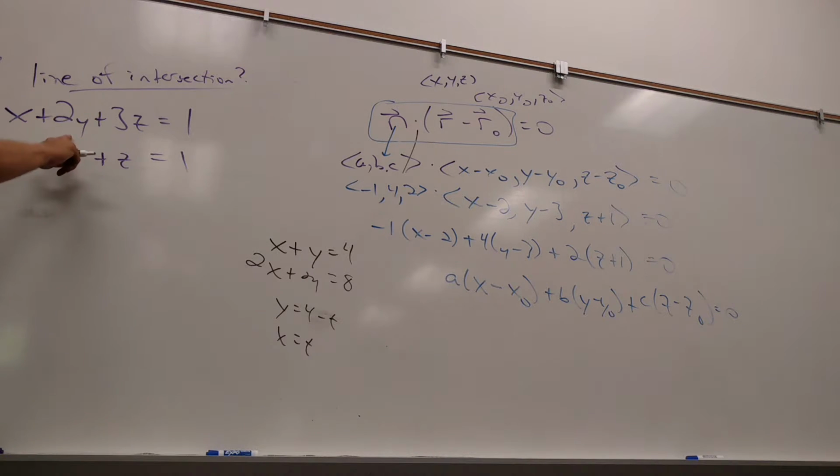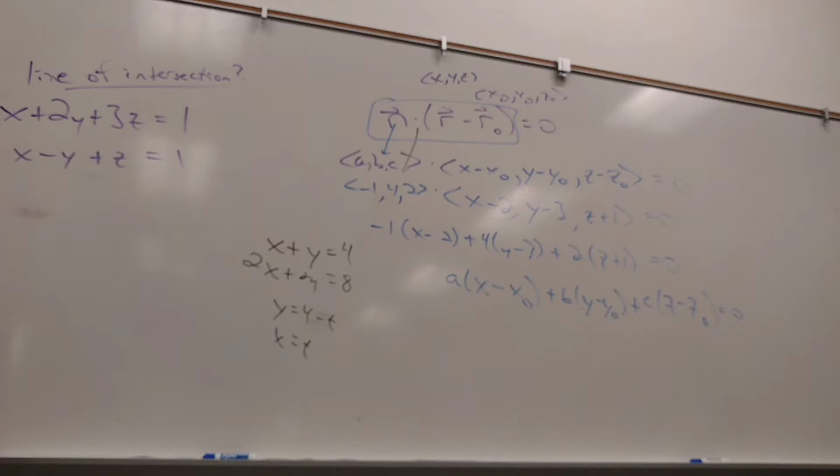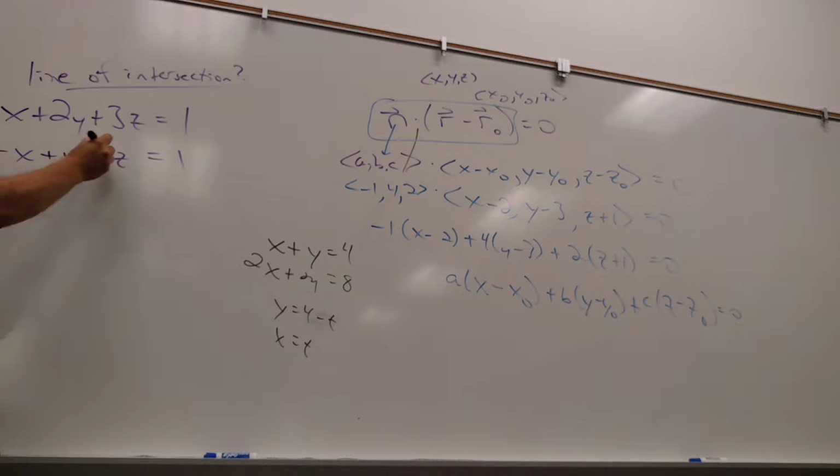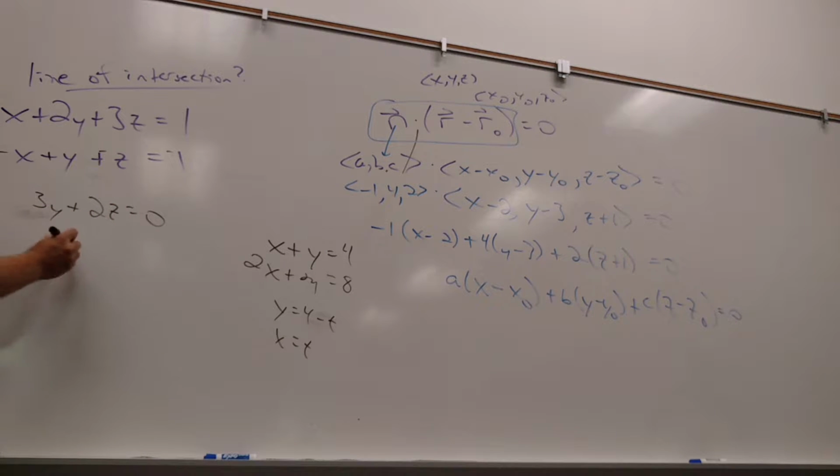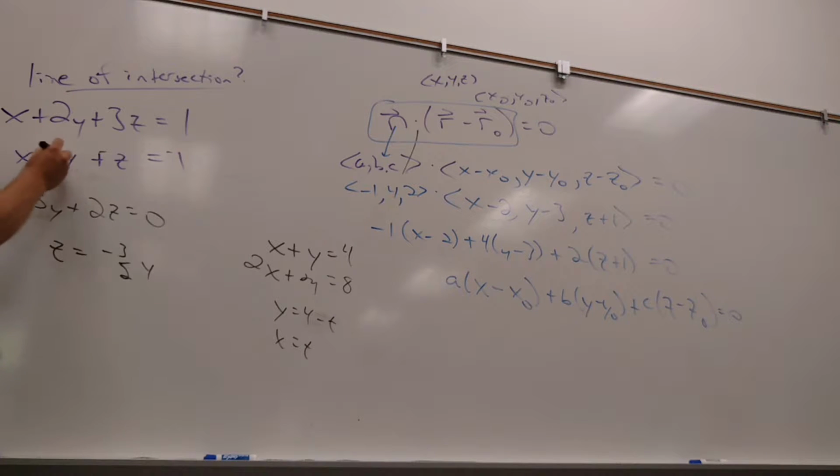So I could do a similar thing here. I know there's an example in the book, but I can't remember what they do. If I just change all these signs, and then add them, what do I get? 3y is 2z. Cool. So then I get, for example, z equals 3/2 y. Is that cool? So then what would x equal? Let's use this one.